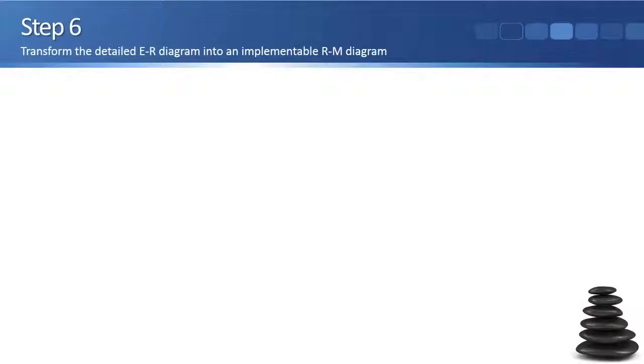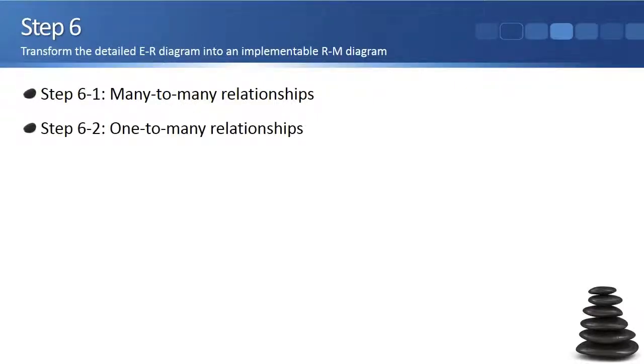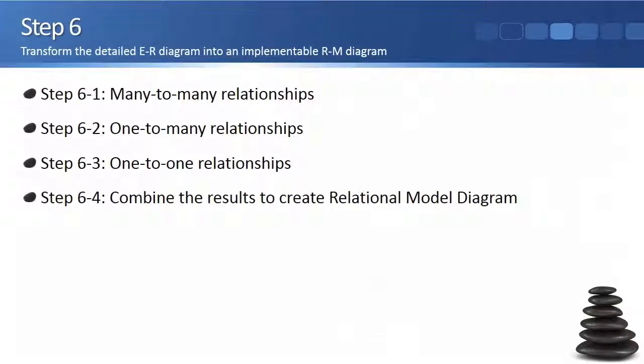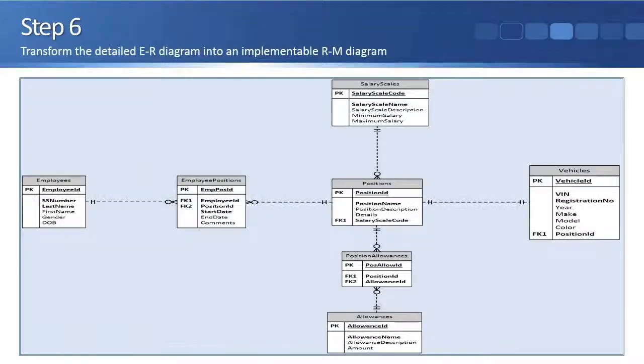Step 6. Transform the detailed ER diagram into an implementable RM diagram. This step has 4 sub-steps. Step 6.1, many-to-many relationships. Step 6.2, one-to-many relationships. Step 6.3, one-to-one relationships. And Step 6.4, combine the results to create relational model diagram. At the end of this step, a crow's-foot RM diagram is created by transforming the detailed ER diagram created at the end of Step 5. This crow's-foot RM diagram can then be implemented on any RDBMS.